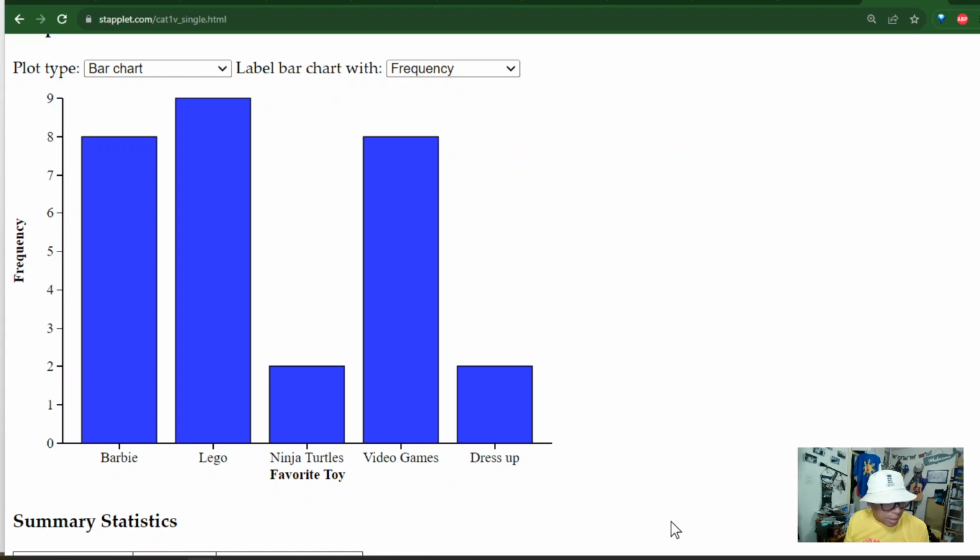Now the next thing that I want you to notice, and probably the last thing that we're going to talk about here with this right now, is that if I change the order of these bars, I'm not going to change anything about the graph. It's still readable. It's still totally usable. Things will still make sense if Ninja Turtles and dress-up toys were switched, or if video games and Legos were switched, or if every bar was in a different location. Nothing about this graph is really going to change.